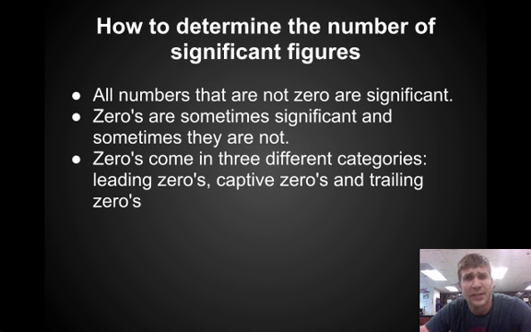So the first thing that we need to realize is that some numbers are significant in our measurements and some aren't. To determine whether they're significant, we're going to follow these rules. First off, all numbers that are not 0 are significant. So that's pretty easy. Really, we only need to memorize the rules for zeros, because sometimes zeros are significant and sometimes they're not. To help us remember this, I divide zeros up into 3 different categories. I call them leading zeros, captive zeros, and trailing zeros.